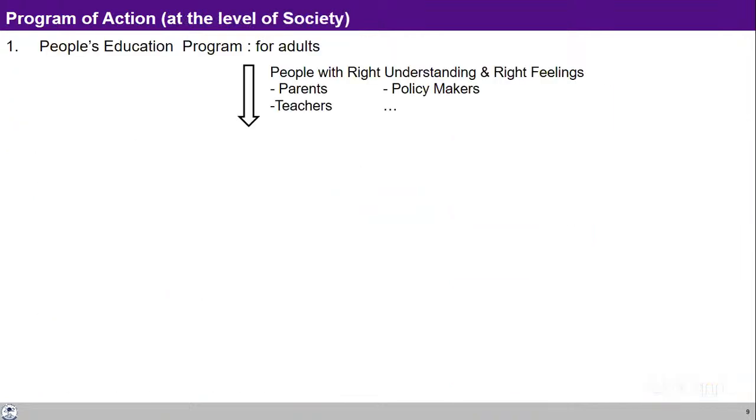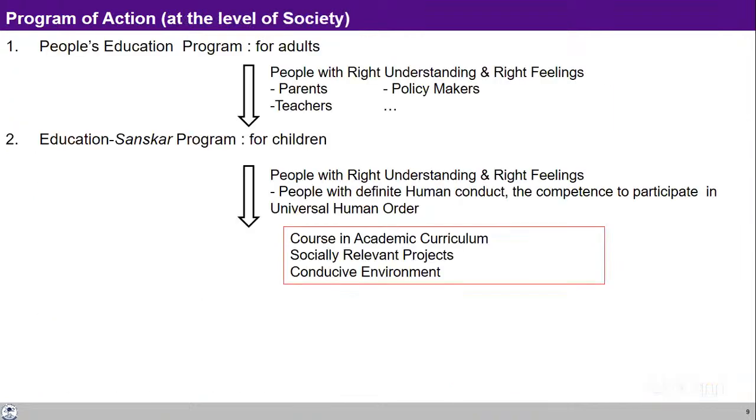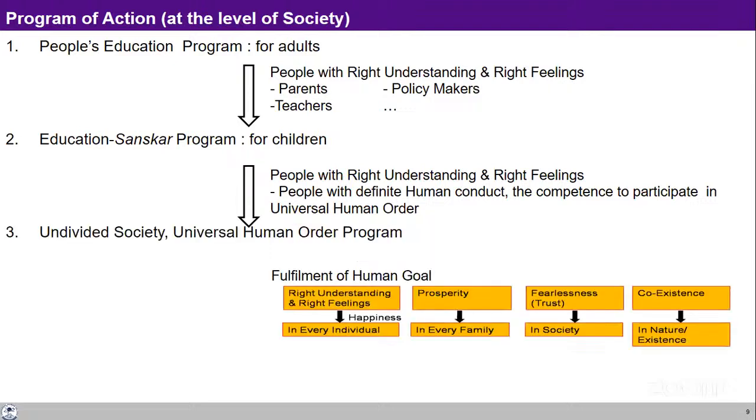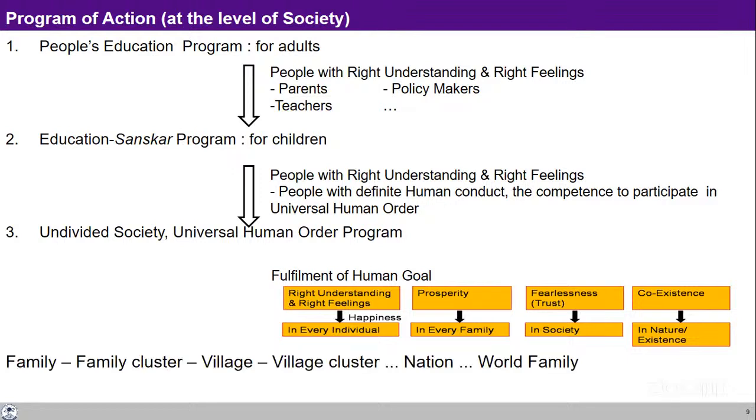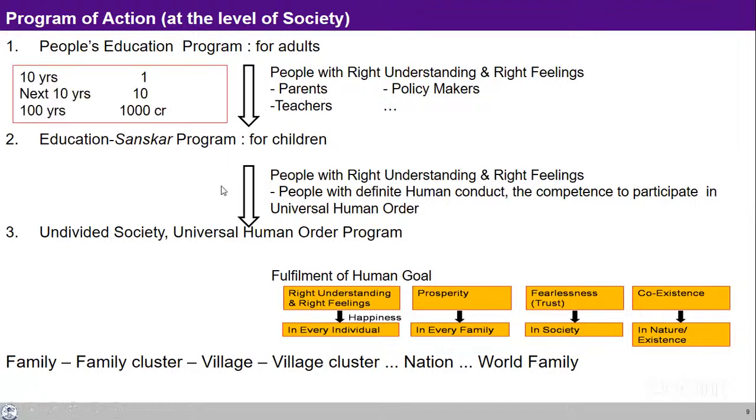In the program of action at the level of society, there are the people's education program, the education sanskar program for children, and the undivided society universal human order program. It will lead to family, family cluster, village, village cluster, nation, and we are all looking for this world family. The people's education program is what we are conducting for teachers, parents, and policy makers.